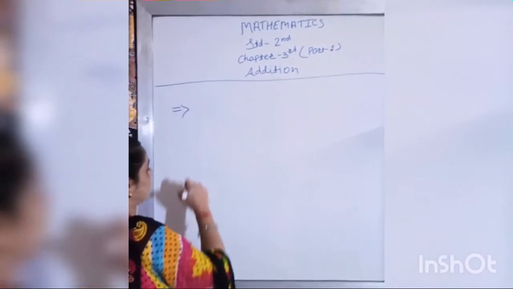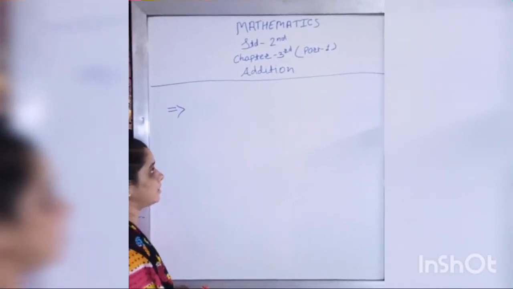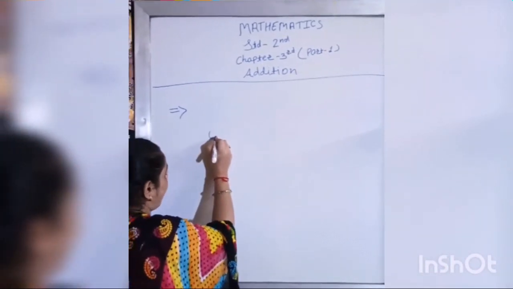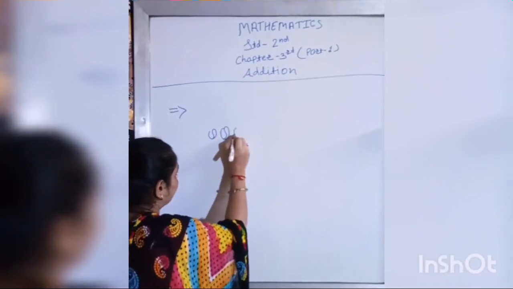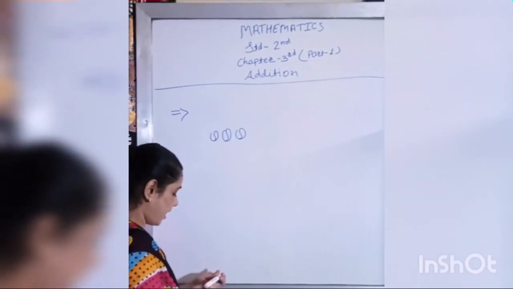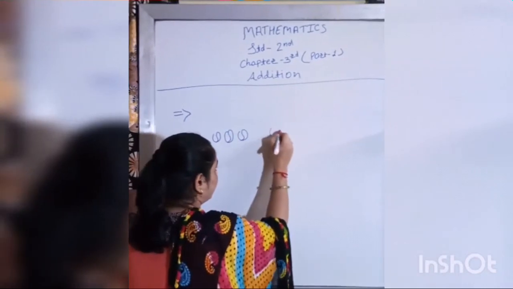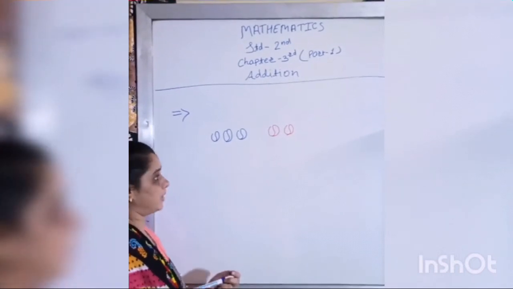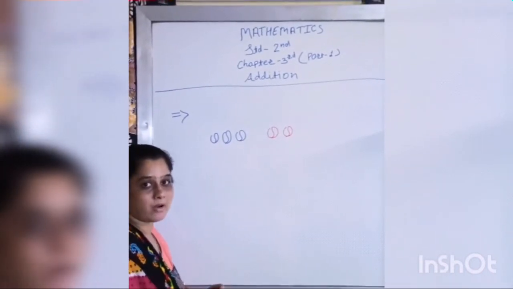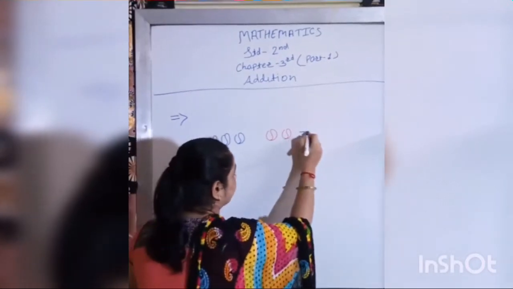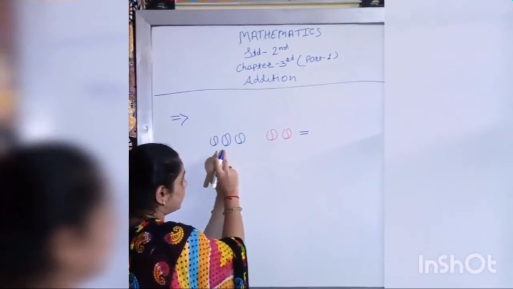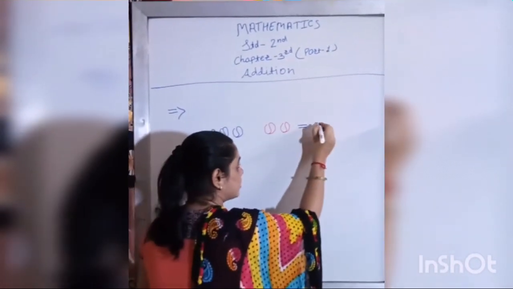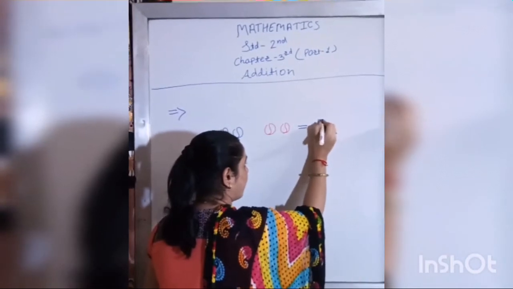In 4th standard you have studied addition. Let's revise what you have studied in the 4th standard. See, suppose I have 3 blue balls and also I have 2 red balls. Can you tell me how many total balls I have? I have total 1, 2, 3, 4, 5. How many balls I have total? 5 balls.